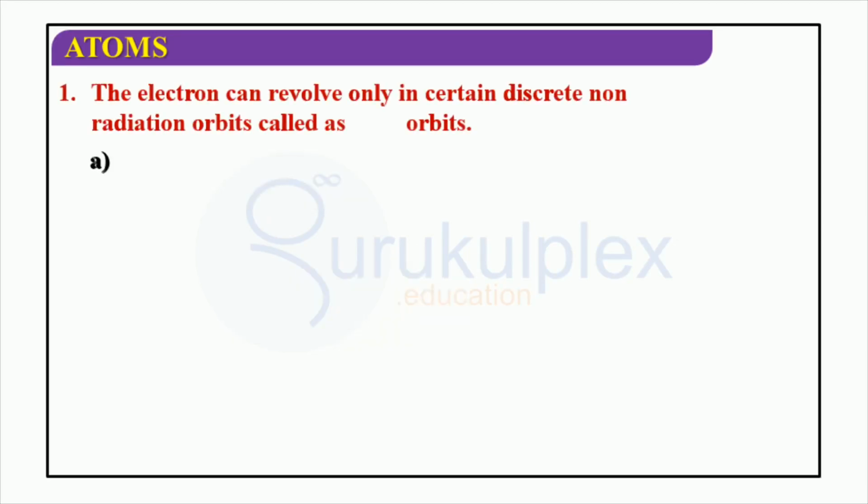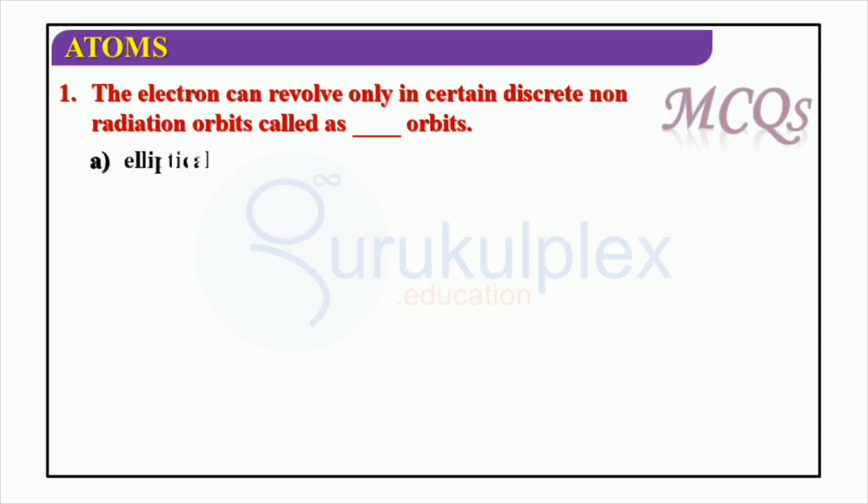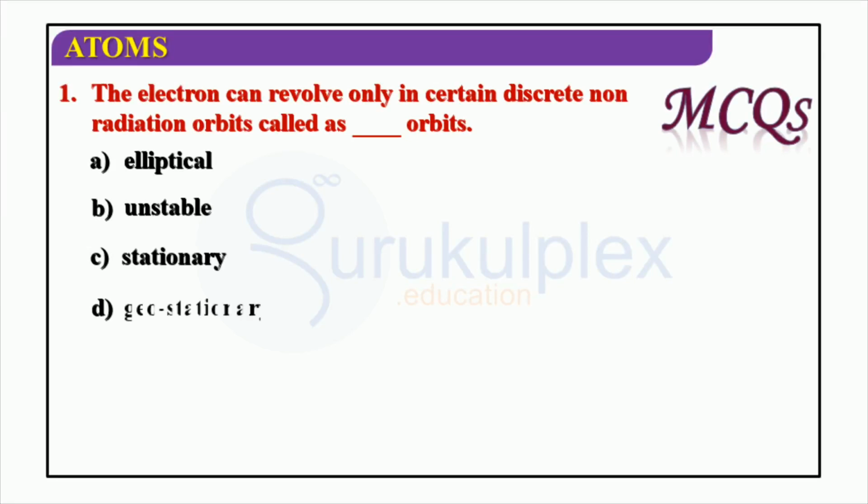Electrons can revolve in certain orbits which don't emit radiation. These orbits are referred to as stationary orbits, elliptical orbits, and geostationary orbits. Additionally, unstable orbits are also possible.